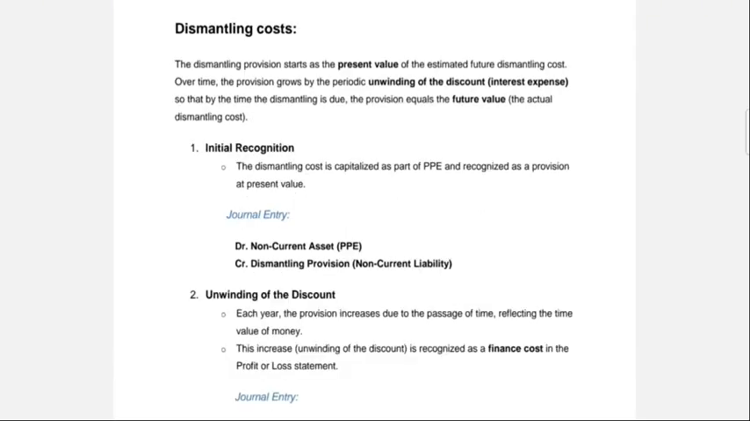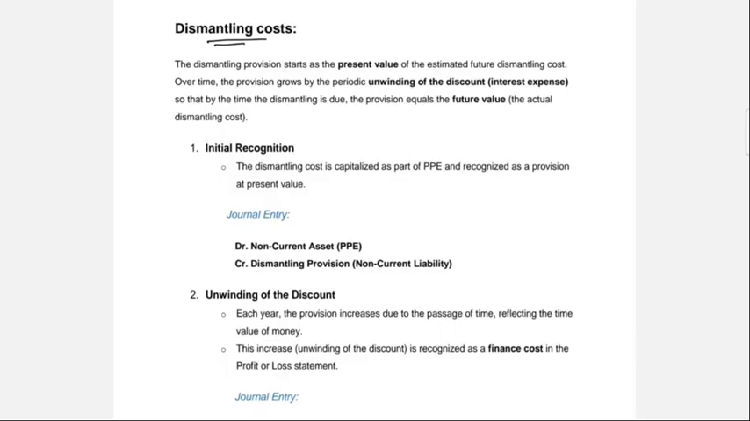Now let's look at dismantling cost in detail. Dismantling costs are basically accounted for under IAS 37, which is provisions. Basically, it means that for these kinds of costs, which have to be incurred in the future when the asset would be either sold or scrapped, these are the costs associated with restoring the site where the asset was located. And these costs are going to be included in the cost of the asset right now.